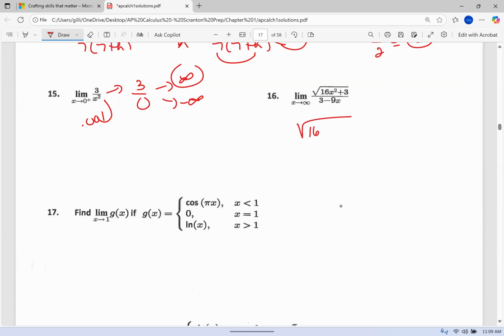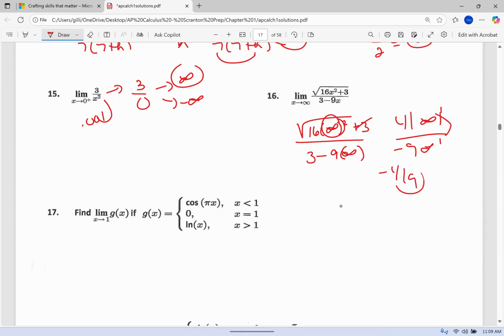I'll replace x with rather big numbers here, call them infinity. And the square root of 16 is 4, and the square root of infinity squared is the absolute value of infinity. And then I'll have infinity to the first over infinity to the first. It's a tie of the top over the bottom. So negative 4/9 is my answer there.